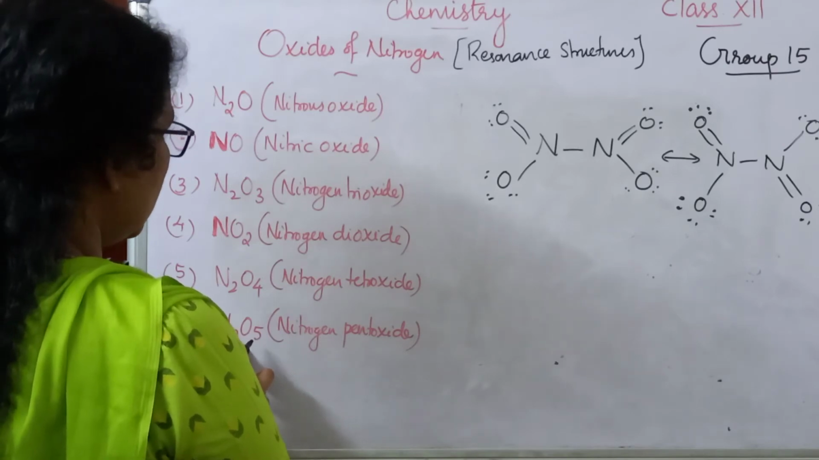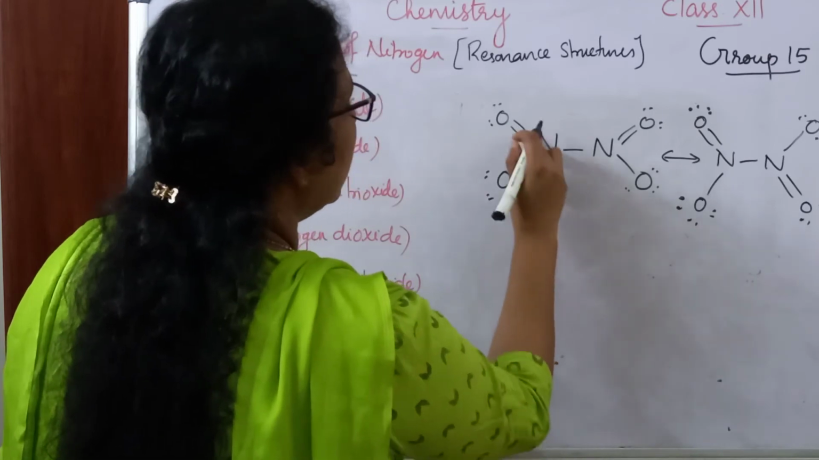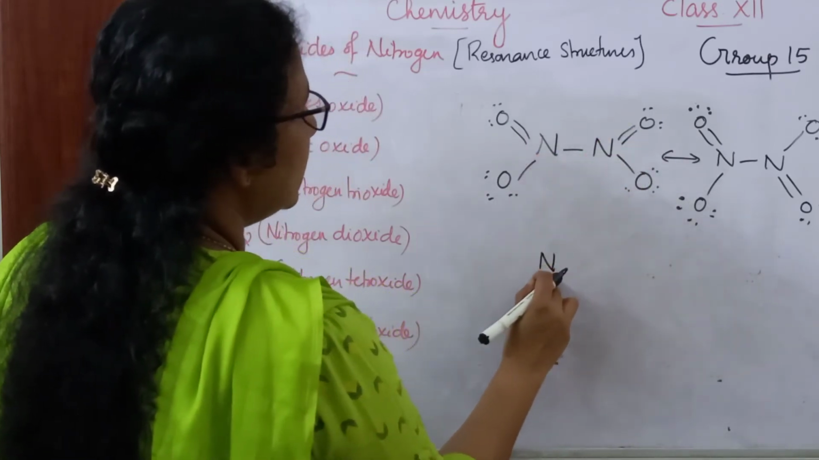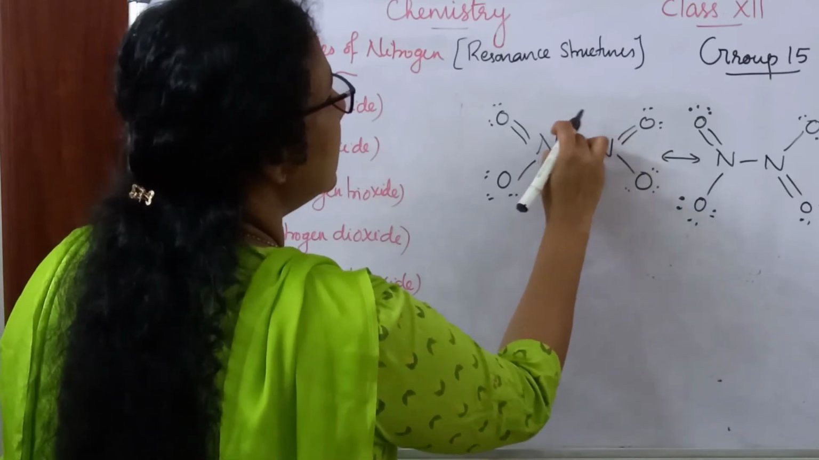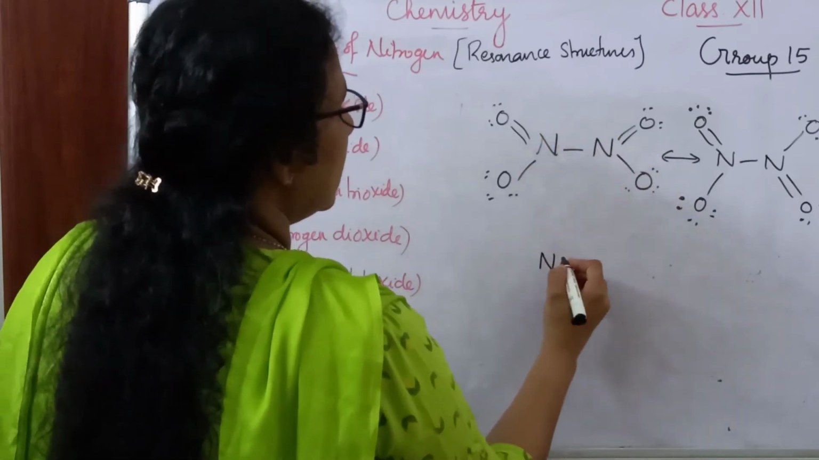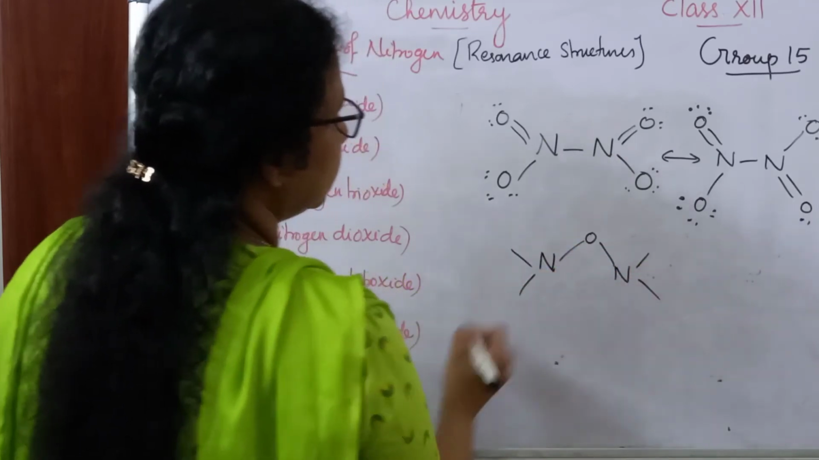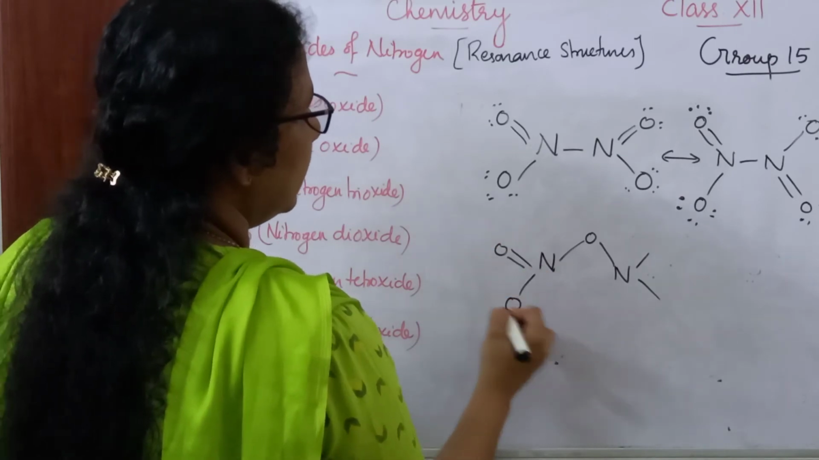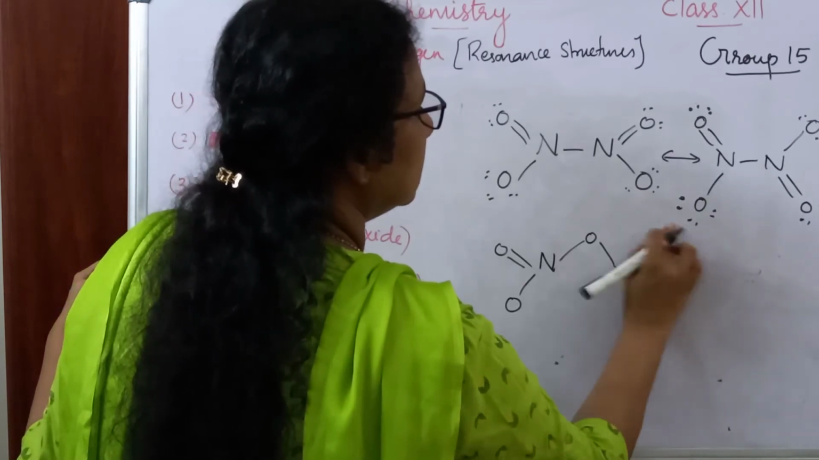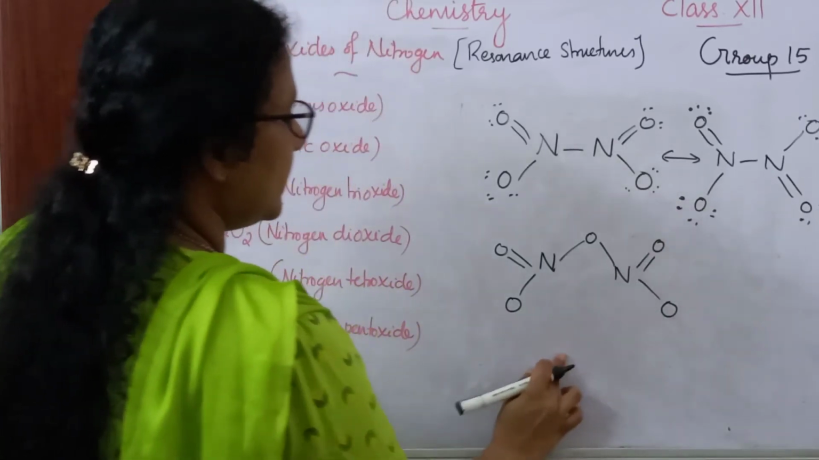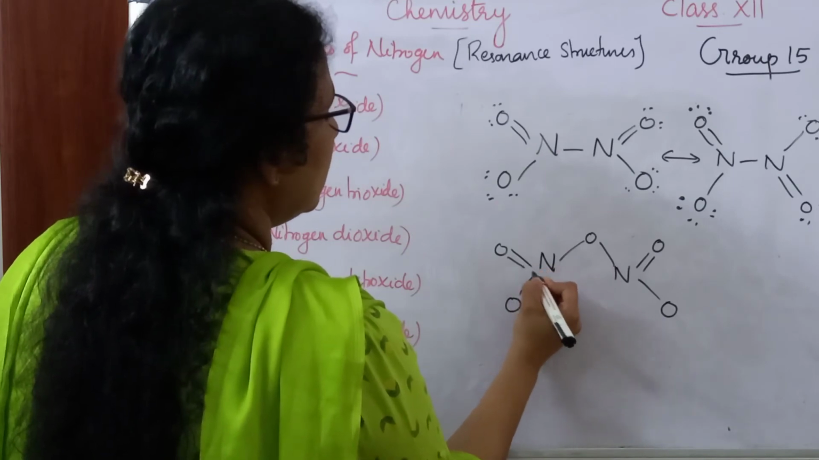Then next one is N2O5, nitrogen pentoxide. N2O4 is like this. In N2O5, 5 oxygen atoms are there, so we need to arrange the oxygen in between 2 nitrogen atoms. So this will be the structure. Here also one will be a double bond, the other will be a single bond. So this will be the first structure, and here nitrogen 2, 4, 6, 8.